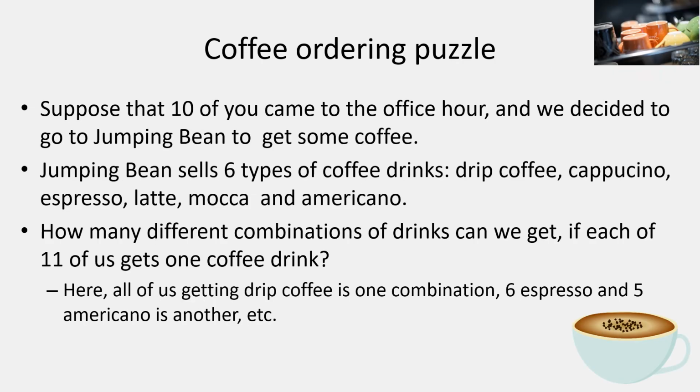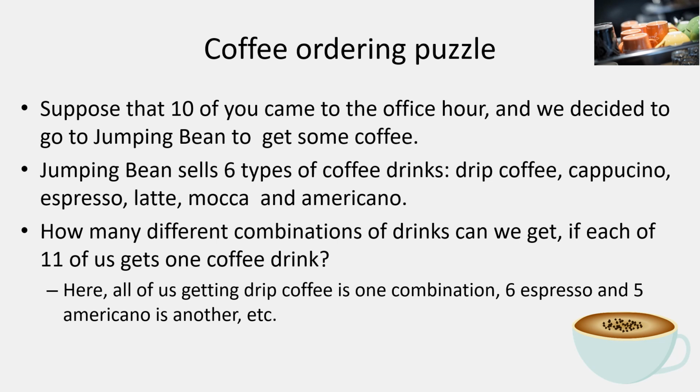Okay, for the next time, let's look at a slightly more complicated scenario with combinations. So far, we just talked about non-repeating things. We were selecting 4 people to go to earth science out of 24. Well, we cannot repeat people to go to earth science. But imagine that 10 of you came to the office hour and 11 of us decided to go and get some coffee. We come, say, to Jumping Bean, and they sell 6 types of coffee drinks.